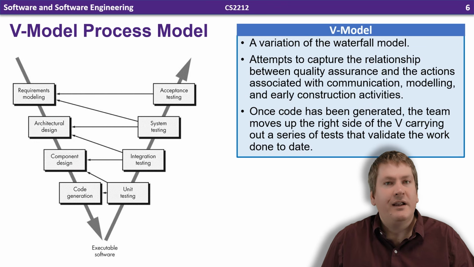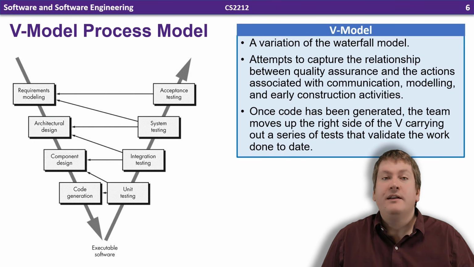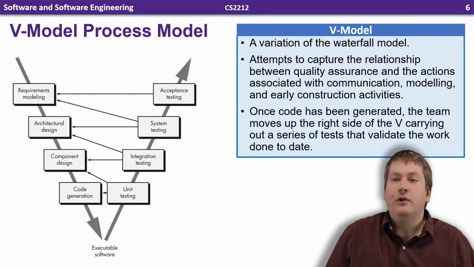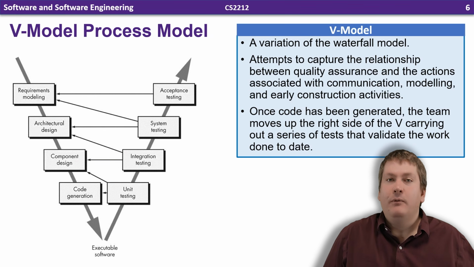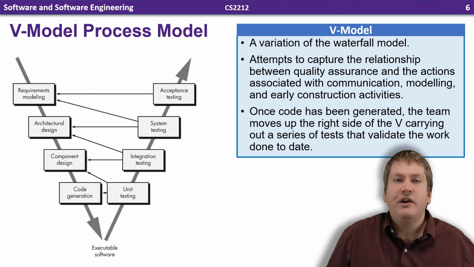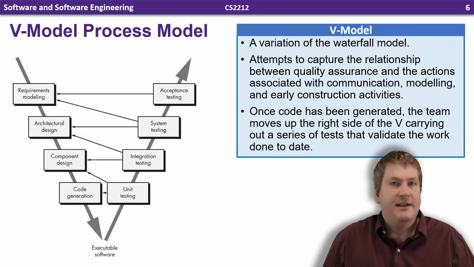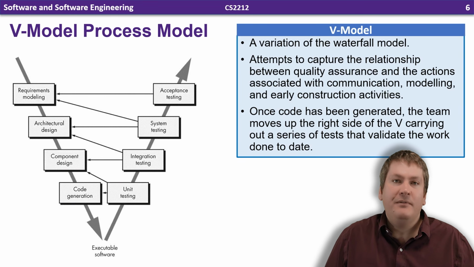Then when we're going up the right-hand side of the V, we are doing tests and validation to confirm that we did things correctly. So unit testing would help confirm that what we created during construction or code generation actually works. Integration and system testing would be testing our design, and acceptance testing would be validating that the requirements we gathered are actually fulfilled and accepted by the stakeholders.